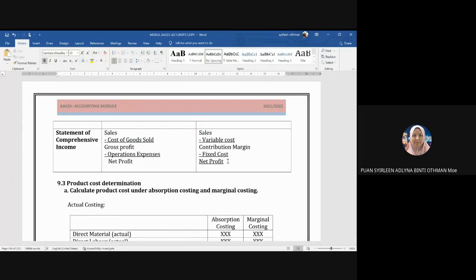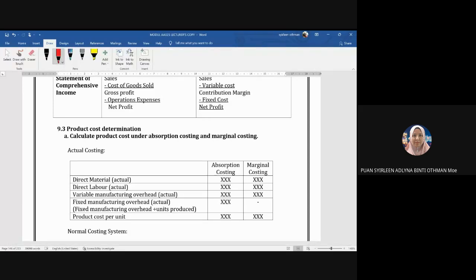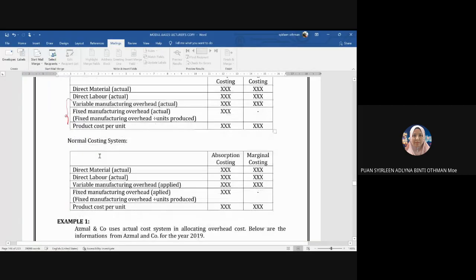Okay, alright. So ini how you calculate your costing. Tapi yang ni guna actual. Okay. So kalau you guna actual, that means your overhead ni pun ialah actual figures actually. Tapi most of the questions you akan jumpa dalam topik 9, kita akan guna normal costing system. Okay. So bila normal costing system, kita akan ambil kira direct material, direct labor.